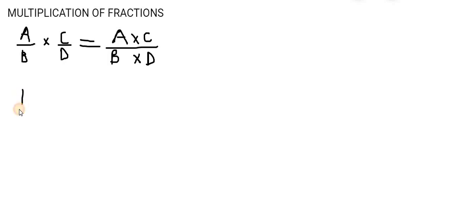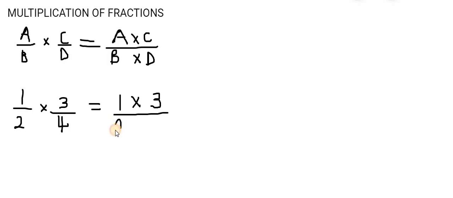Okay, so for example, if I was to do 1 over 2 times 3 over 4, okay, so if I wanted to complete the example 1 over 2 times 3 over 4, what I would carry out is basically follow the rule above. Top number times top number, that's 1 times 3, over bottom number times bottom number, 2 times 4.